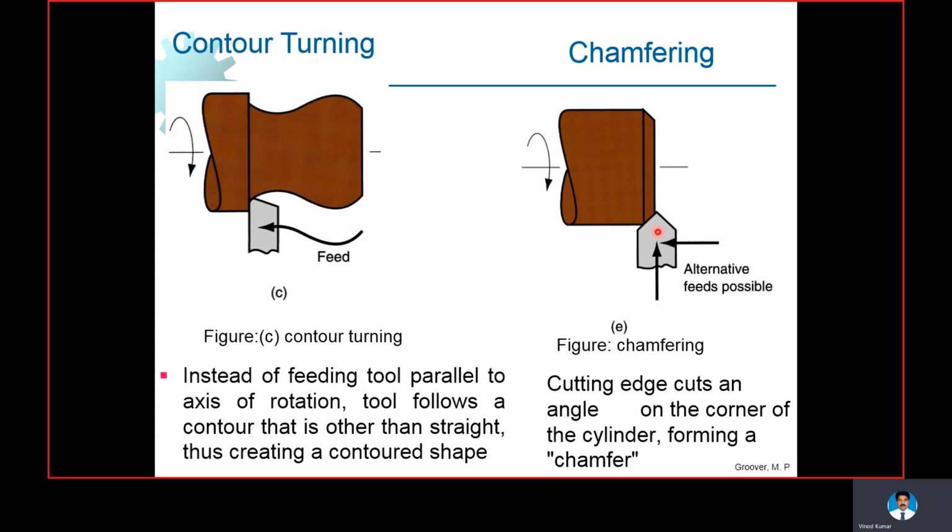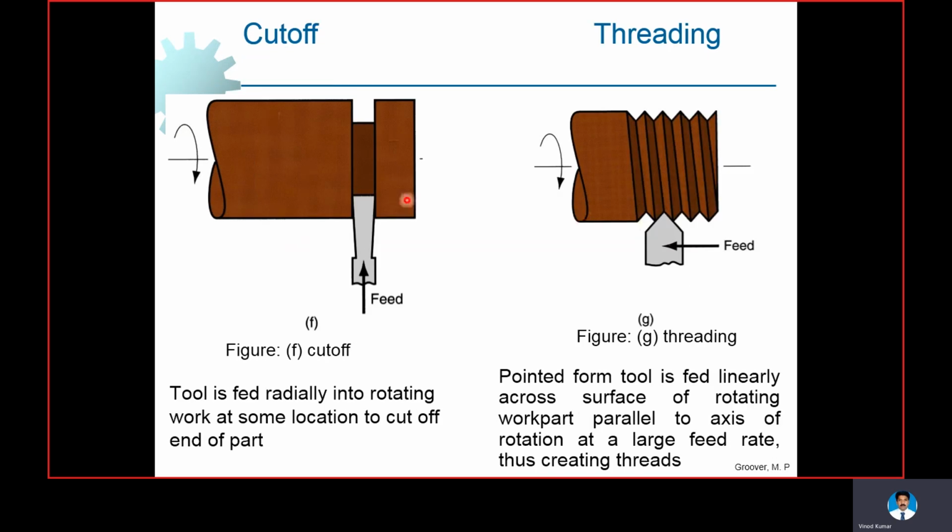So the chamfer is formed by this tool. This is called a chamfering process. Then the cut-off process: the tool is fed radially inwards into the rotating workpiece at some location to cut off, to remove a certain part from the material. So the workpiece is rotated and the tool is fed radially inwards into the rotating workpiece.